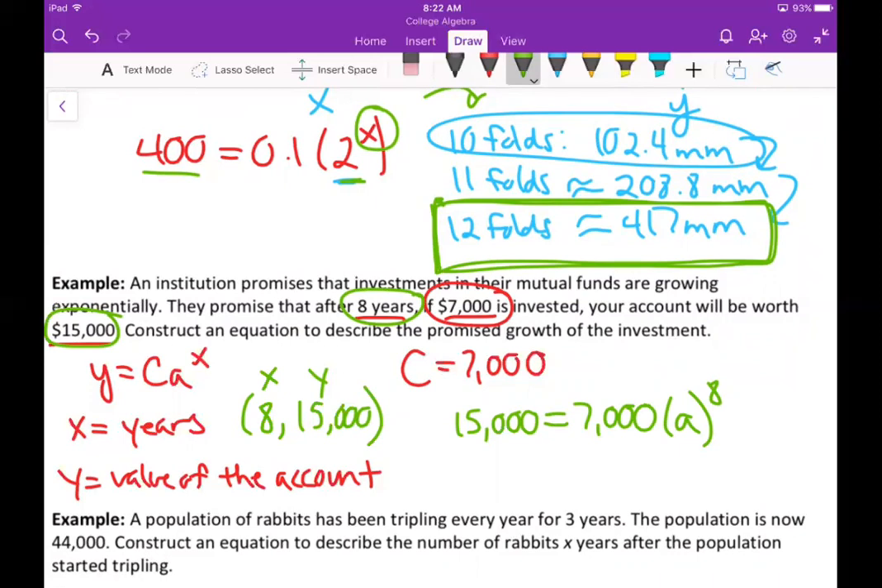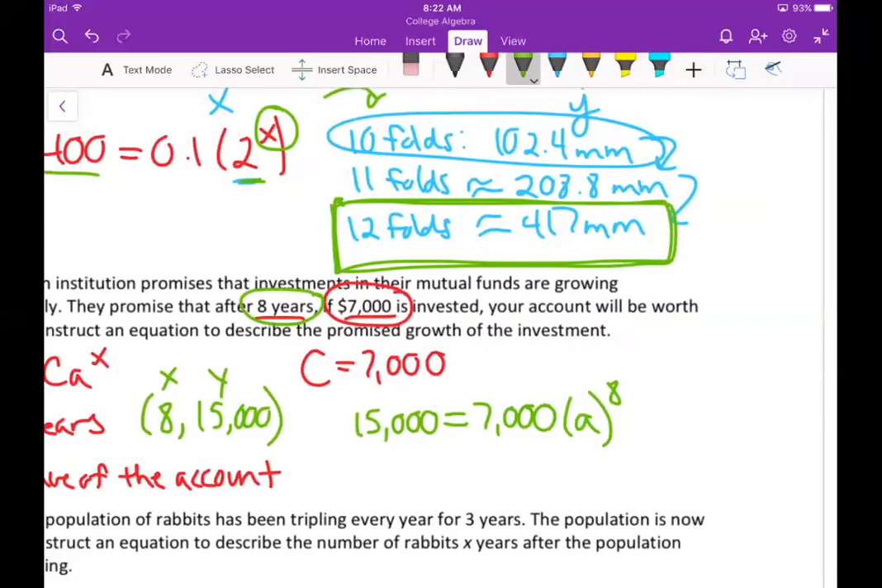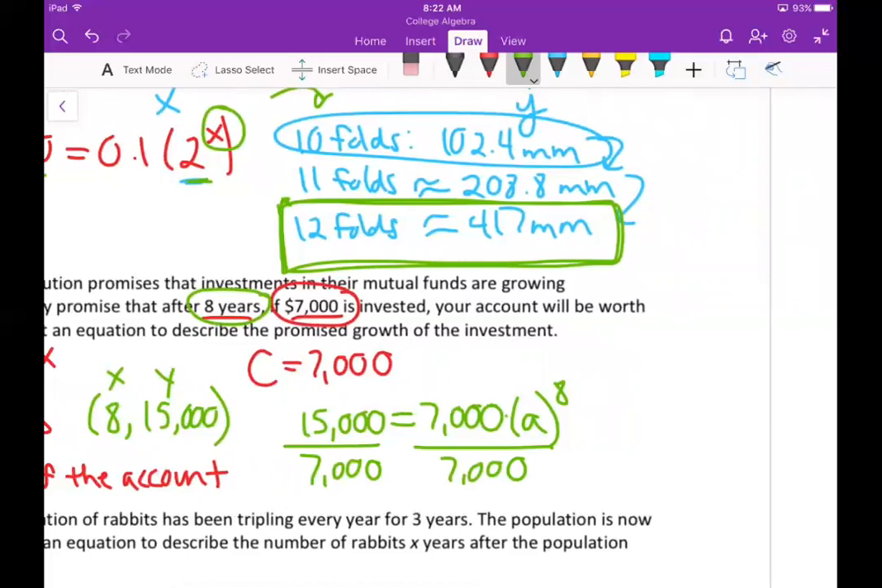So we need to solve this equation. We're going to go through those steps because it might not be immediately clear what you should do to remove that power of 8. So we're going to divide by 7,000 first because those two things are multiplied, so we can just divide off 7,000. Okay, always wait to round in these particular cases.